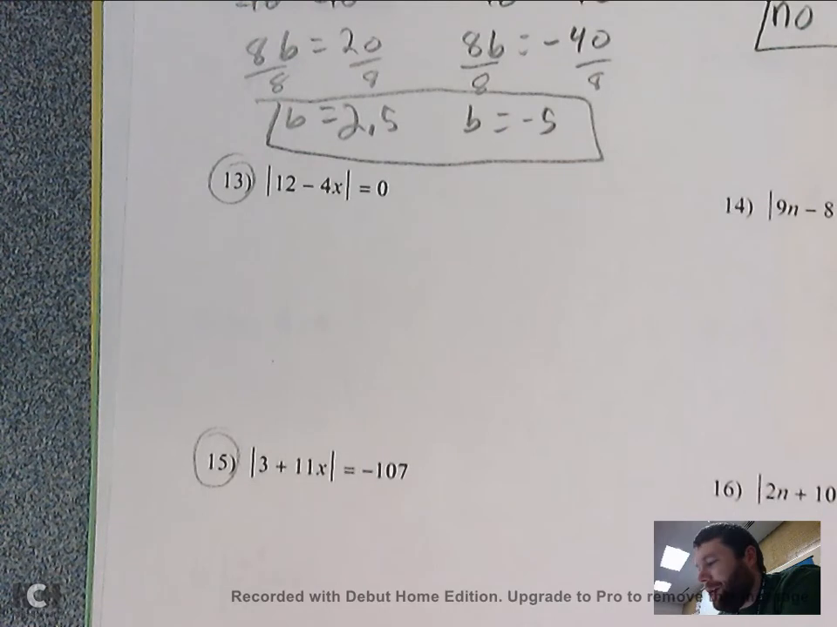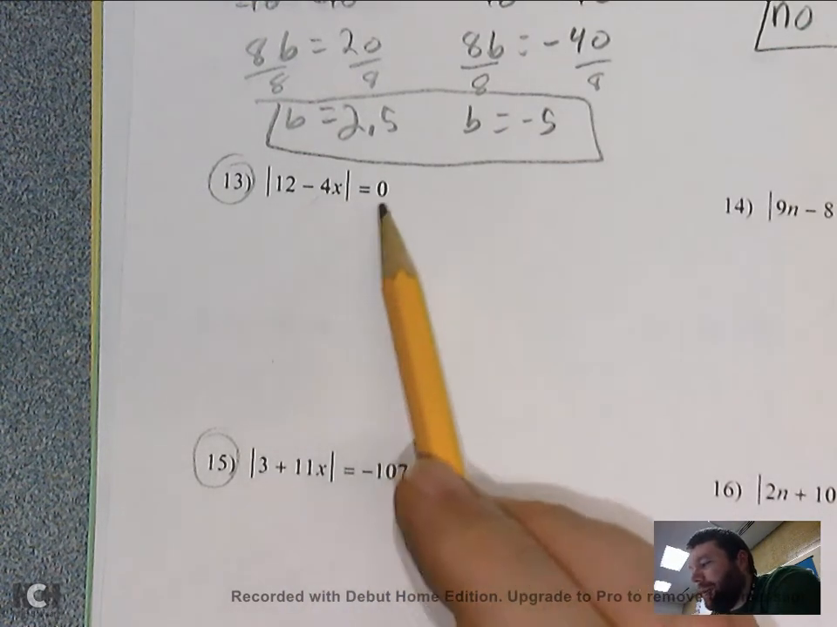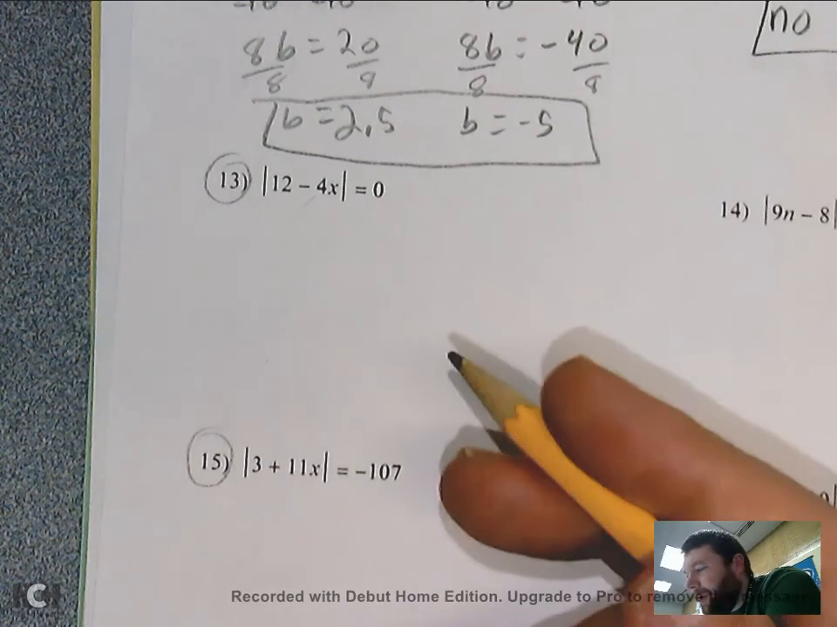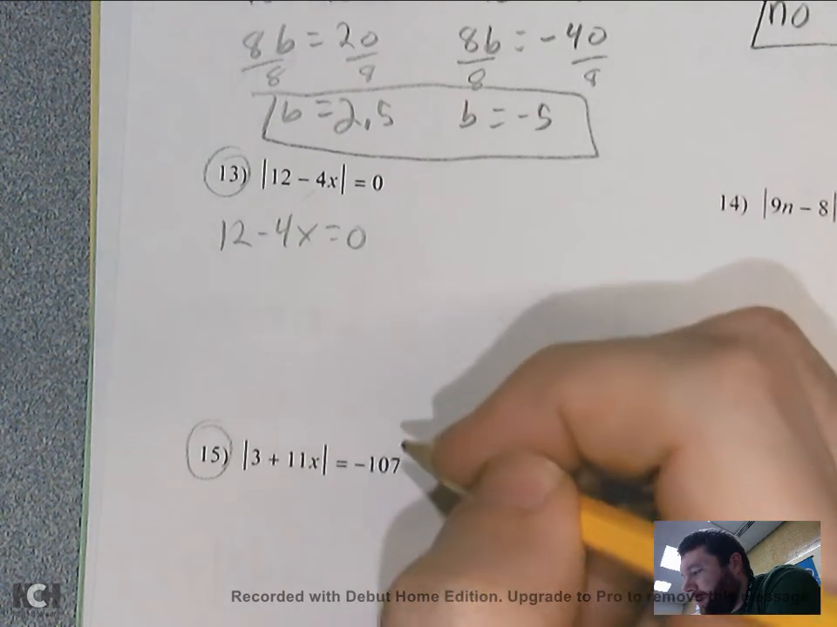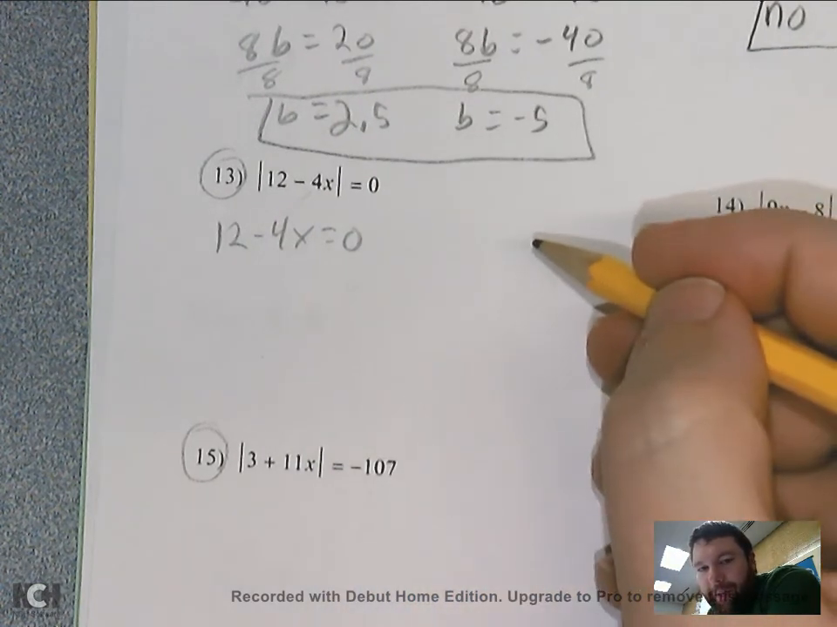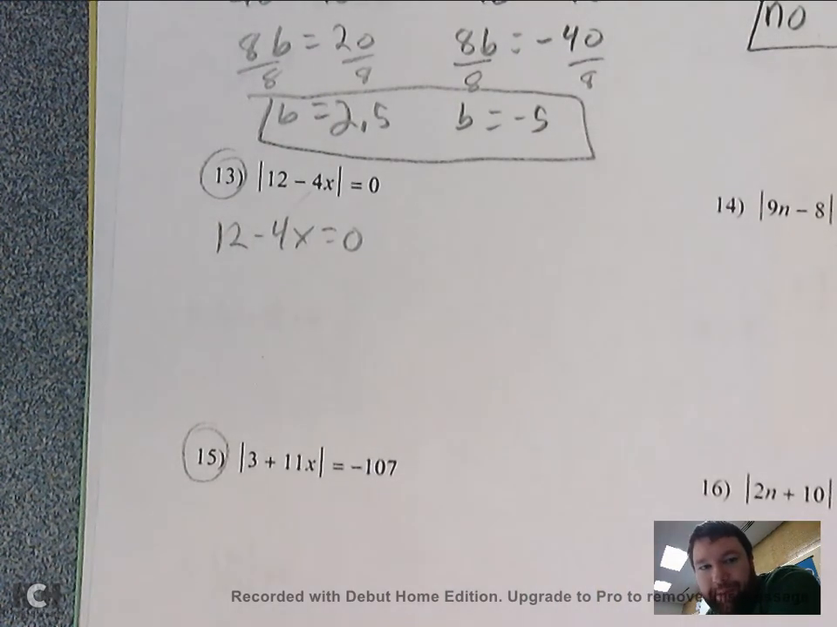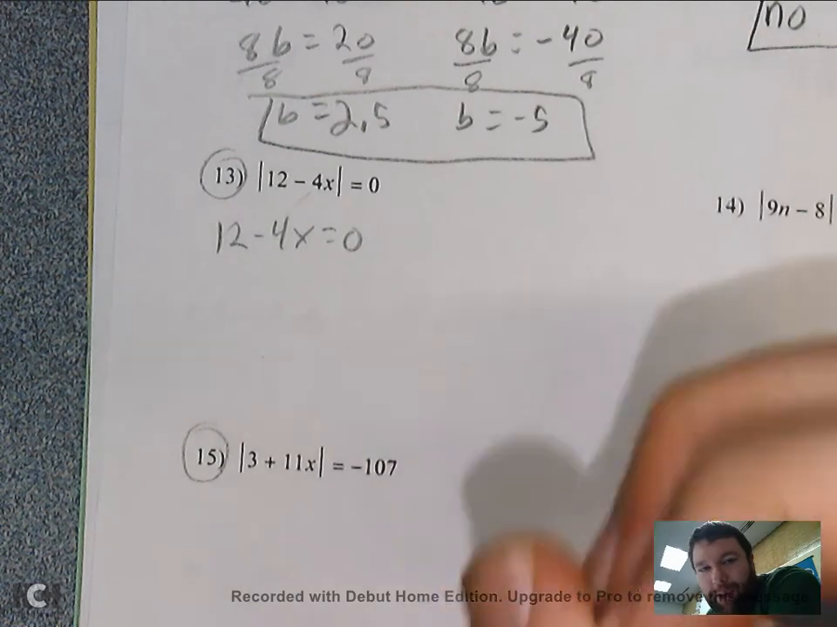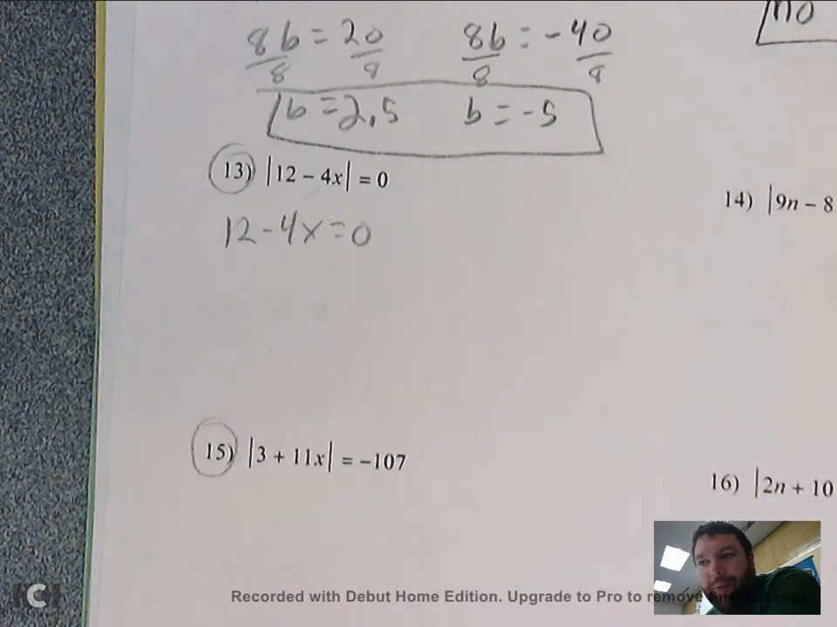This one is another one of our special cases. So 12 minus 4x, the absolute value, is equal to 0. So this is where we split it, right? 12 minus 4x could equal 0. But wait, what's the negative version of 0? How far away is 0 from 0? It's already on 0, right? There is actually only one answer here, because it's already at its distance from 0. So when you have this situation, you only have one solution.